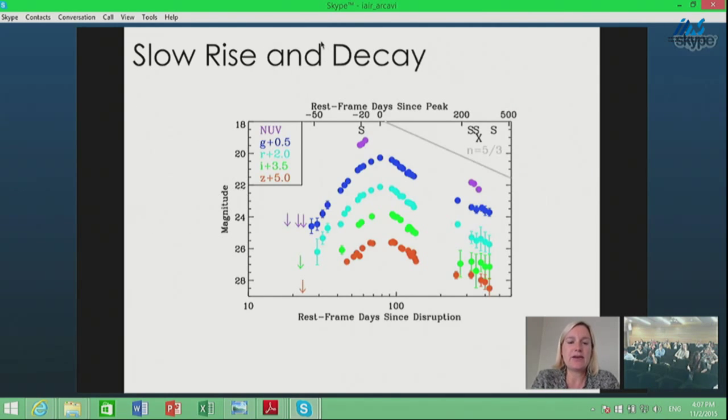And here is the light curve from Pan-STARRS in the blue, cyan, green, and orange, and GALEX in the magenta. And you can see that it has this very nice, smooth shape, a rise, and then a power law decay that's actually quite similar to the t to the minus 5/3 power law that you expect for a fallback accretion in a tidal disruption event.